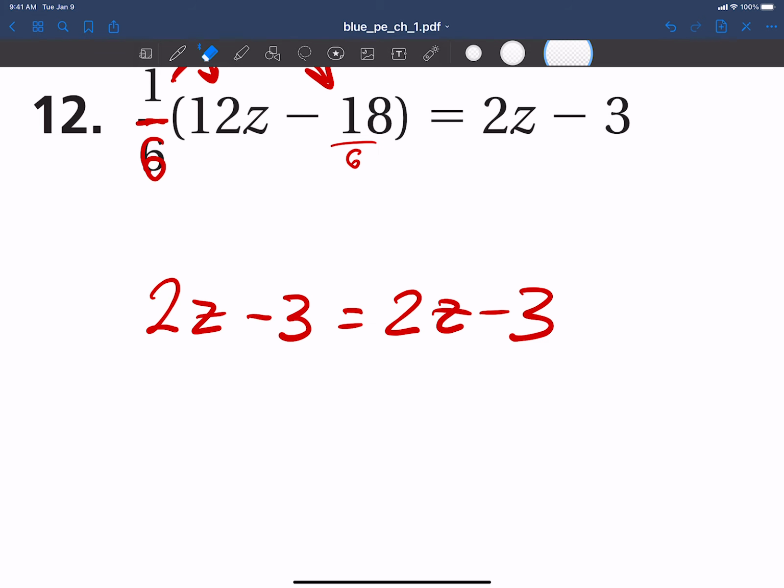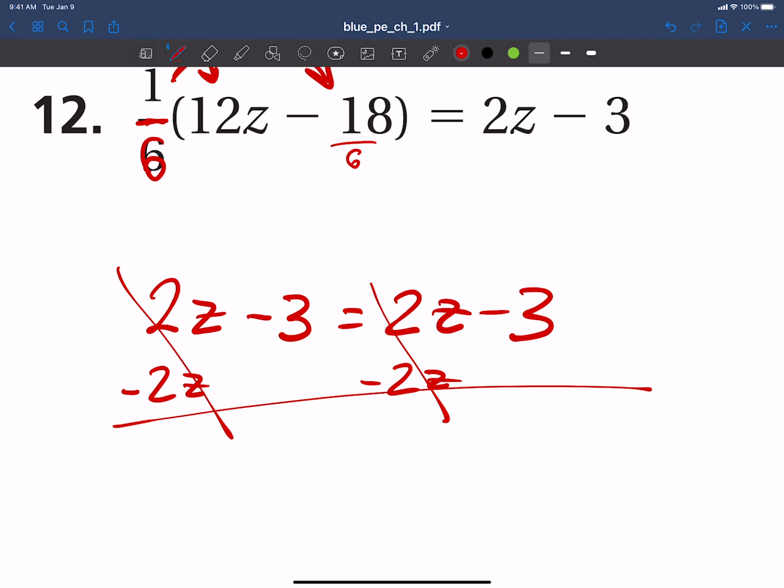Now, what happens if maybe you're like me, where you don't see that very quickly? I wouldn't have seen that very quickly as a kid for some reason, but could you still get your variables on one side? Yes. Subtract 2z from both sides. Goodbye, goodbye. Now negative 3 equals negative 3? Yes. Yay! It works.